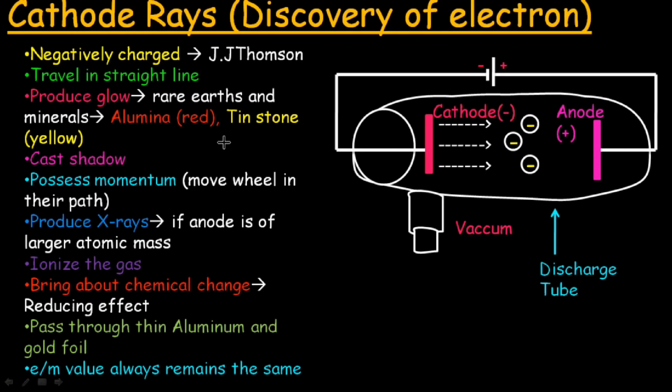According to J. J. Thomson, these materials are negatively charged particles. So scientists calculated their charge to mass ratios and they found that their e/m values always remain constant. Later on, Stoney called these negatively charged particles the electrons. Why does the e/m value of cathode rays remain the same? Because the electrons are present in every atom.